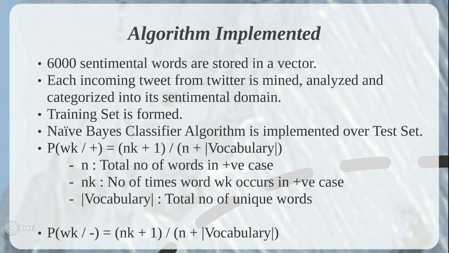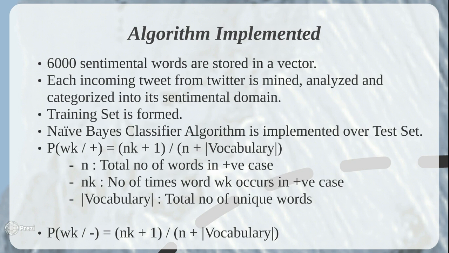Okay, the algorithm implemented. First of all, we have taken 6000 sentimental words and these are stored in a vector. Each incoming tweet from Twitter is mined, analyzed, and categorized into its sentimental domain. The sentimental domain can be positive, negative, or neutral, or it can be related to one's emotional quotient.